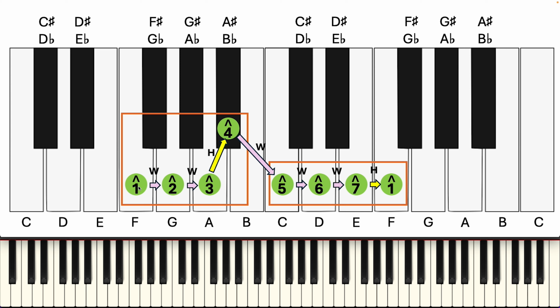If we go down and we maintain the same pattern of whole, whole, half, whole, whole, whole, half, we get this F, G, A. This is not an A sharp because A is already occupied. It's actually B that went down. It's a B flat. So F, G, A, B flat, and then C, D, E, F. And that is the F major scale.